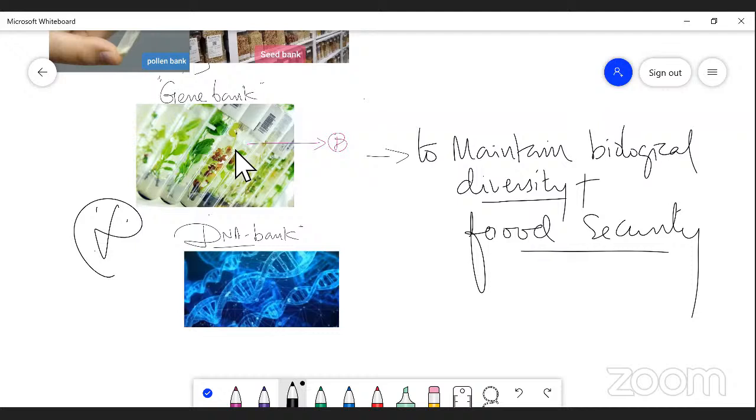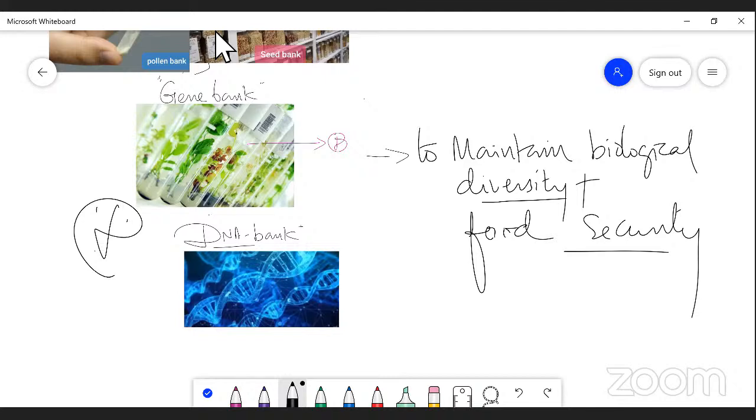Maintain biological diversity and food security. And one more thing, what is it? Food security. Now to maintain food, because nowadays our population is so high, right?